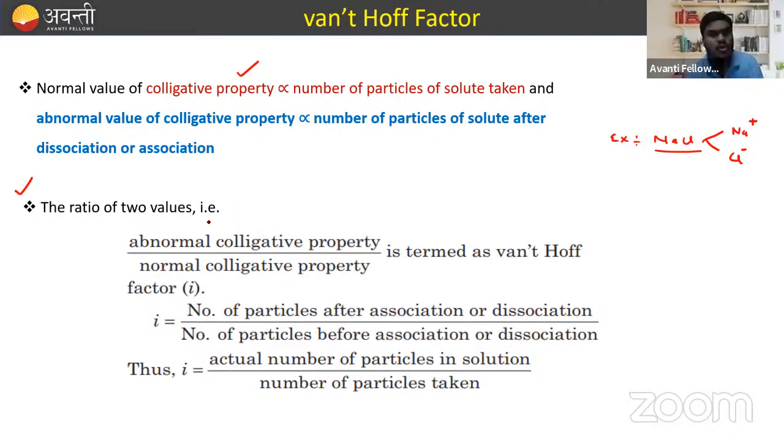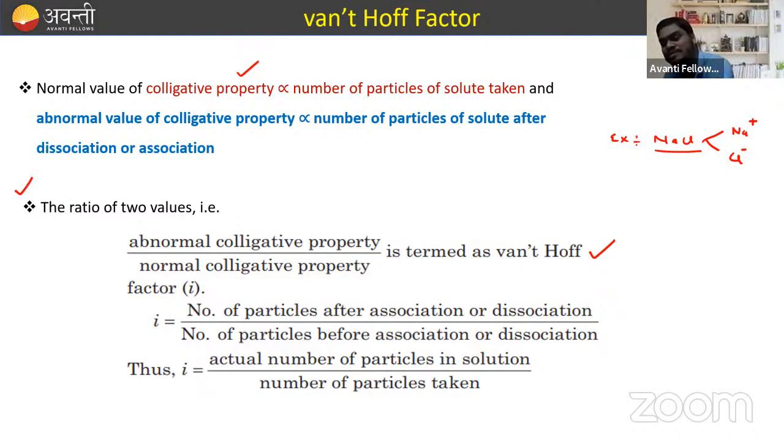Now, the ratio of the two values, that is abnormal colligative properties upon normal colligative properties, is termed as Van't-Hoff factor. So if someone asks, what is Van't-Hoff factor? Van't-Hoff factor, i, means it is the ratio of the abnormal colligative property to the normal colligative property. And what is this abnormal colligative property? It is nothing but equal to the number of particles after association or dissociation, relative to the total number of particles before association or dissociation, right?